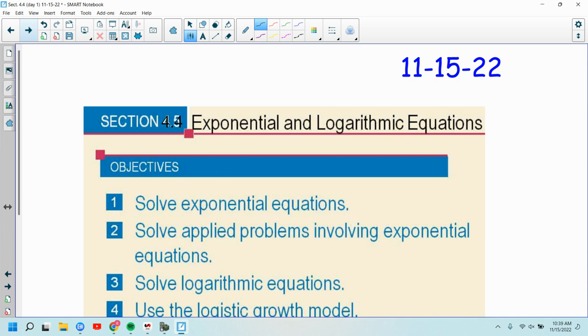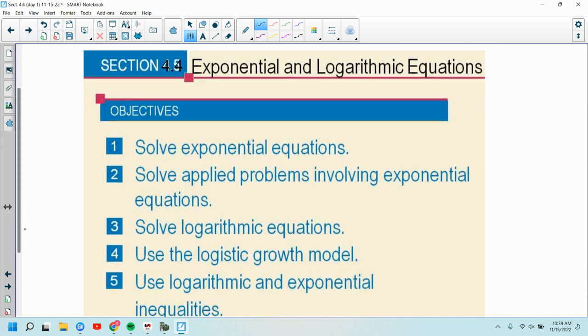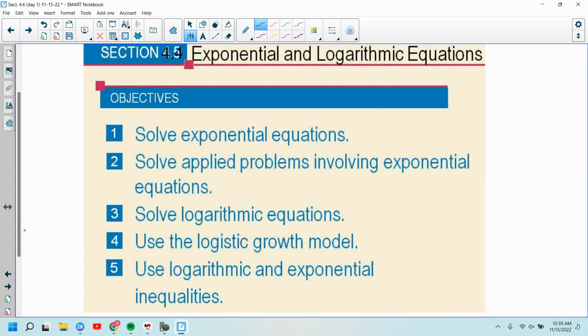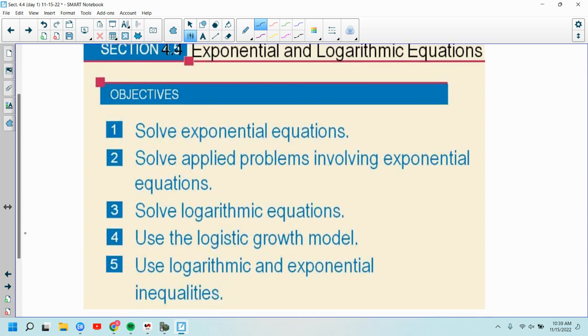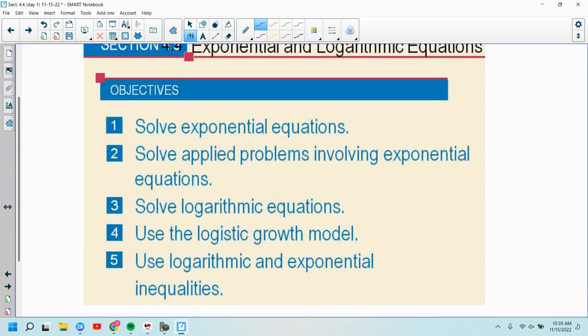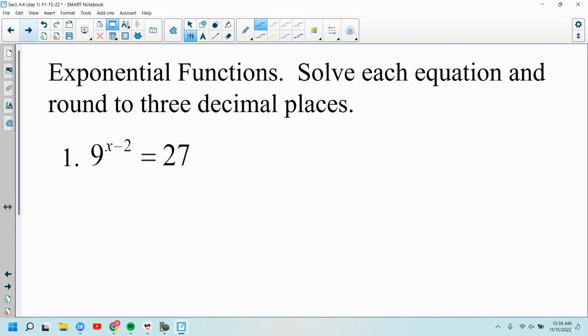We will solve exponential equations today, and then we'll hit the logarithmic ones tomorrow. I don't think we're going to do the logarithmic and exponential inequalities this day. Okay, copy that down. If it doesn't come out to a nice number, we're going to round it to 3 decimal places. The first two are no calculator, so these will be like the no calculator version.